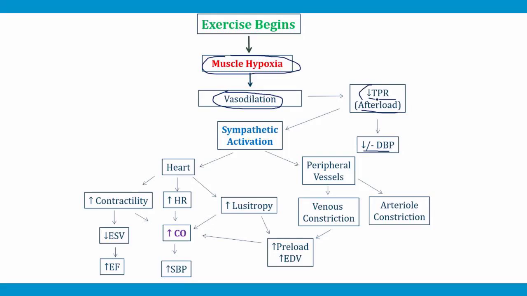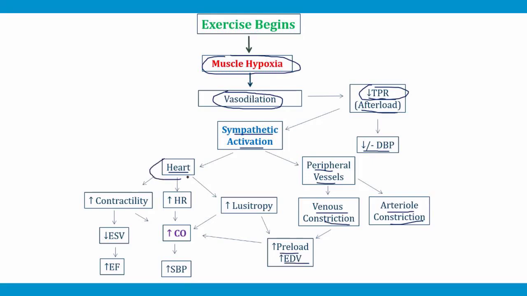But more importantly, the fall in total peripheral resistance activates the sympathetic nervous system. This will have effects on both the heart and the peripheral blood vessels. In the peripheral blood vessels, this will cause arterial constriction in those tissue beds that aren't as important with exercise, things like the skin and the gut. The sympathetic activation also causes venous constriction, and this pushes blood to the left ventricle, raising the preload and slightly raising the end diastolic volume.